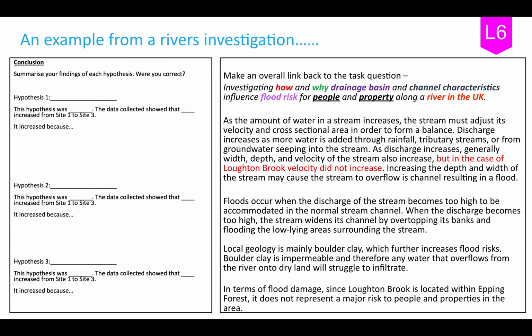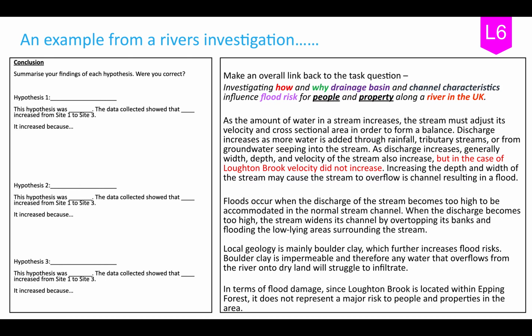So let's look at an example. Now, if you look carefully at this example, you will notice it has absolutely nothing to do with diversity at Preston Manor. This is an example about a river. It's a river's investigation, because geographical investigations and the skills that we've been learning here are not just applicable to thinking about diversity, not just thinking about our own school, but also to the wider environment.